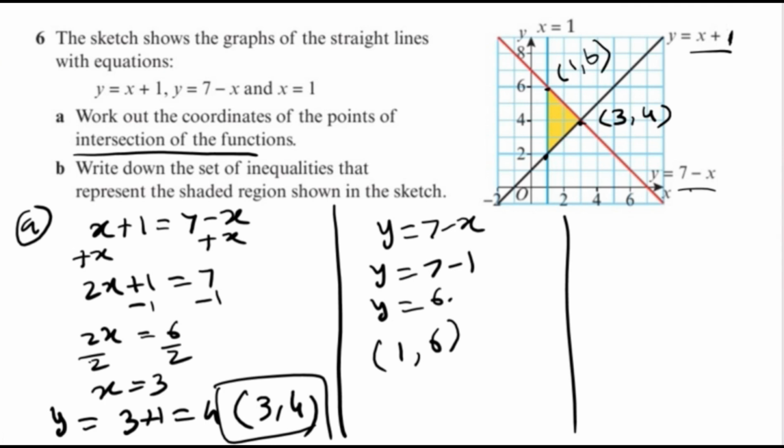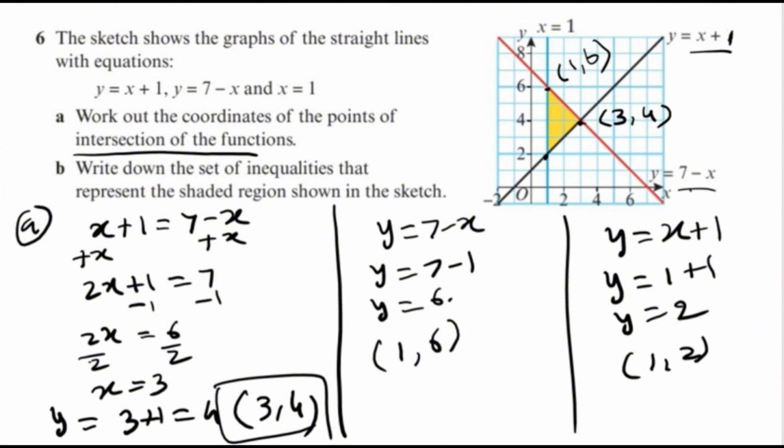To find the third intersection point, y is equal to x plus 1 line. In that I will again substitute x is equal to 1. So that will give me y is equal to 2. So our coordinate for this is 1, 2. So this coordinate is 1, 2. So we found all 3 intersection point coordinates here.